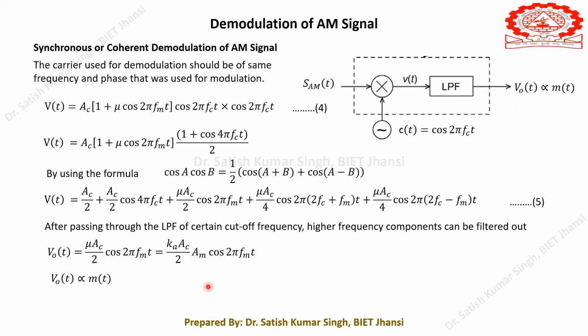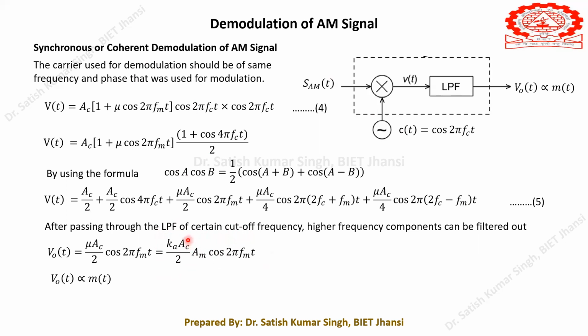So we can have a simple amplifier circuit whose gain is, let us suppose, 2 upon Ka Ac, and at that time this factor will be cancelled out. We can very easily cancel out this particular factor, so it is not a very big task. So please do not bother about this factor coming in front of the message signal, because it can be handled easily by having an amplifier of a certain gain.